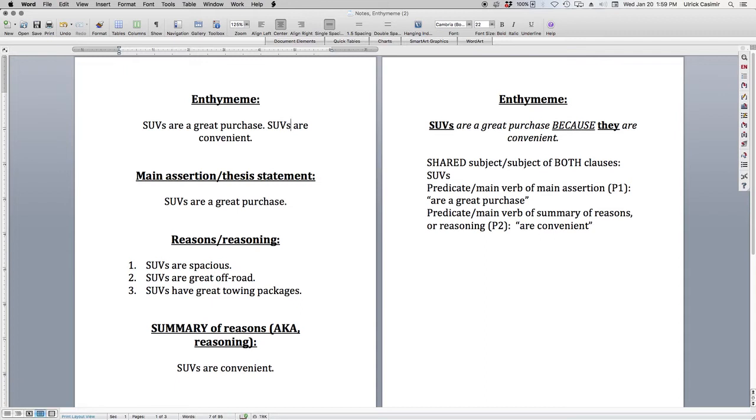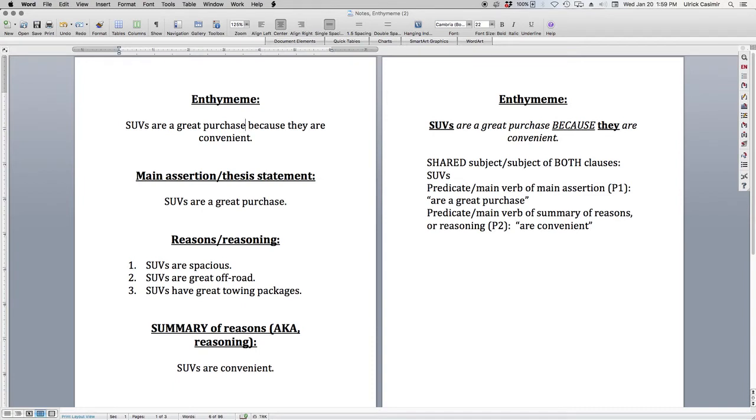The point I'm trying to make is that basically what you have here are two clauses that are linked by the word because, where one of them is made into a dependent clause through the use of the word because, but these are two clauses. They both have a subject and they both have a main verb. The subject for both clauses is SUVs, but the main verb for each clause is different, as you can see, right? For the thesis statement, it is are a great purchase, while for the second one, it is are convenient. So this will become very important in just a second.